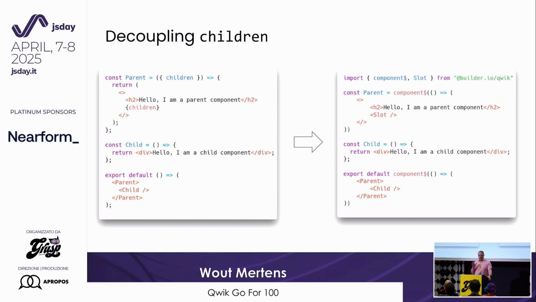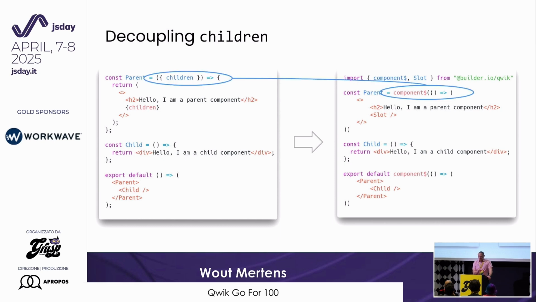Okay, now let's look on the left again. Completely normal React or Qwik component. This could be anything, right? So this works in both React and Qwik. On the right-hand side, we need to change it a little bit. We need to add component dollar, and we need to replace children with slot.